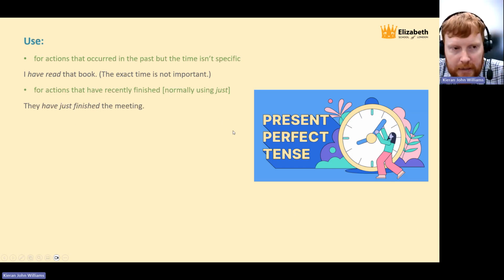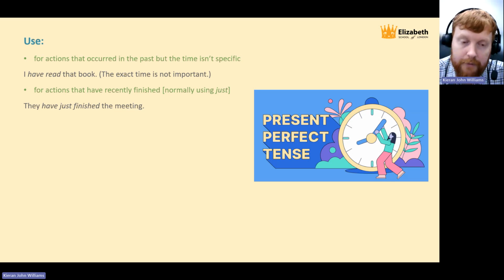Okay, so another situation could be when something has recently finished. So this is normally where you're using the word "just." Okay, so as you can see here on the screen, "They have just finished a meeting." So that could be a couple of seconds ago, a couple of minutes ago, something like that. So if you're explaining that, you should use present perfect simple.